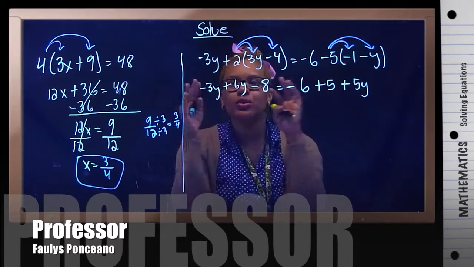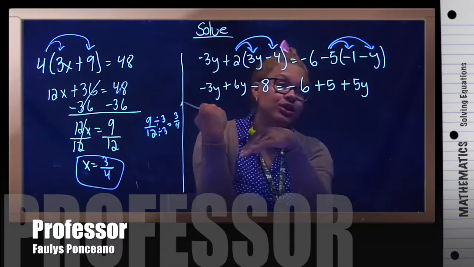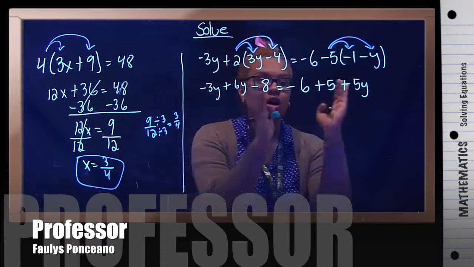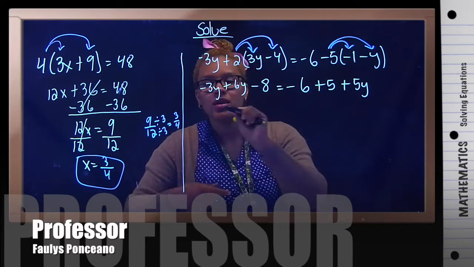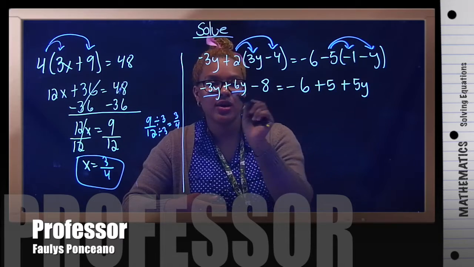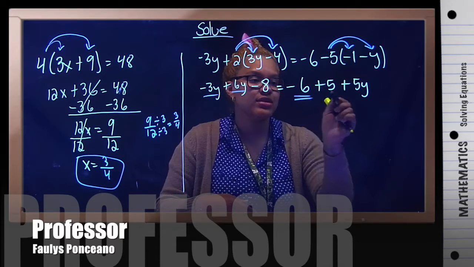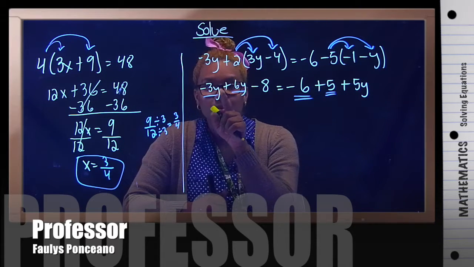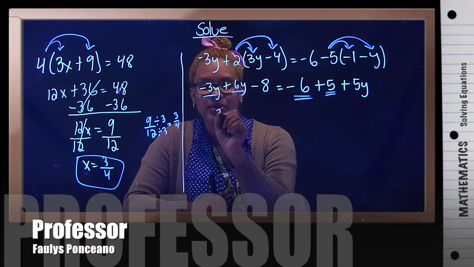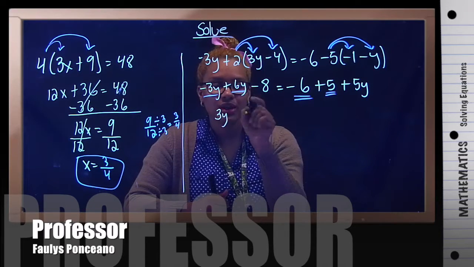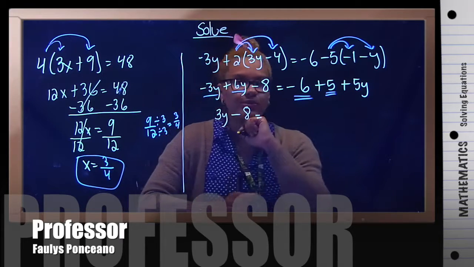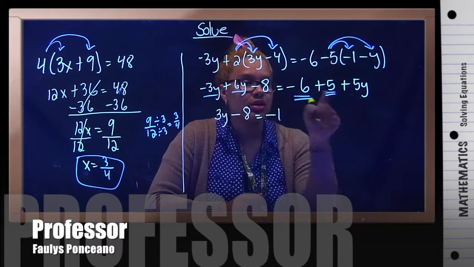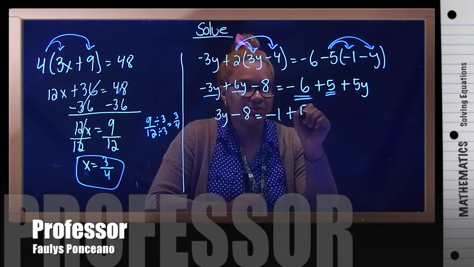Now, do I start moving things from one side to the other? No. First, we need to combine like terms that are on the same side of the equal sign. In this case, I have negative 3y and 6y. On this side, I have negative 6 and 5. So, negative 3y plus 6y gives you positive 3y. You didn't use the negative 8, so you're just going to bring it down. Then negative 6 plus 5 gives you negative 1. Didn't use the 5y, so just bring it down.